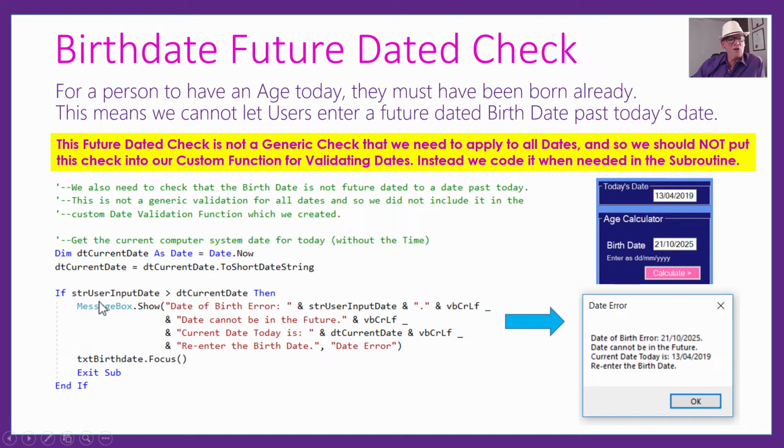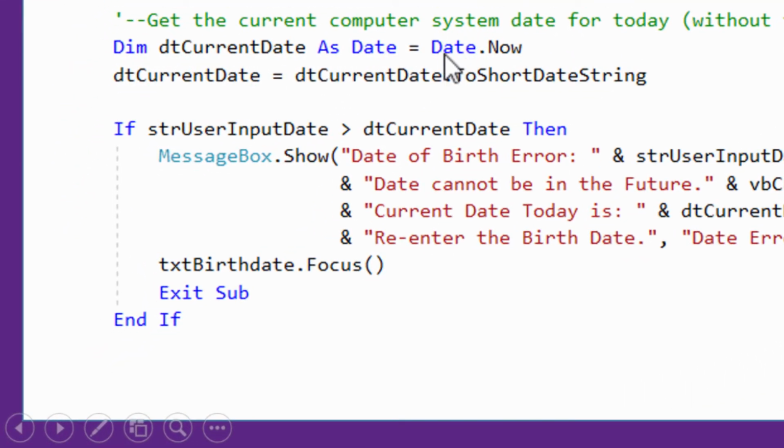All we have to do is check that the string user input date that we get off the form for their birth date is greater than the current date, which we would have got using, see, we've used it here, Date.Now. So you can use equals Now, or you can say Date.Now. They both do the same thing. They get the current system date.